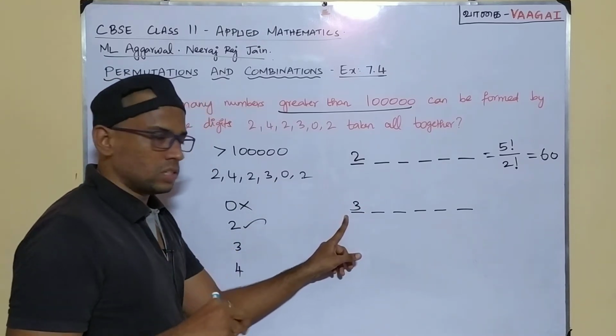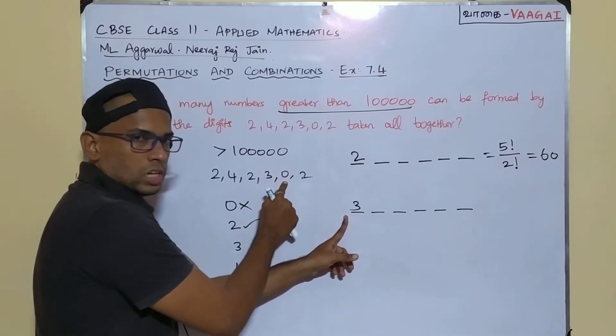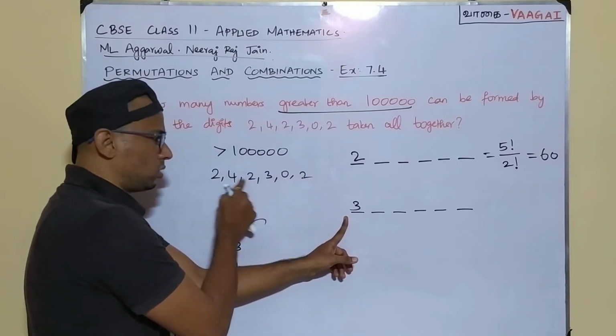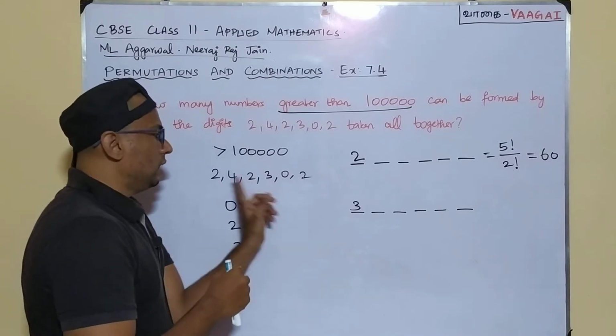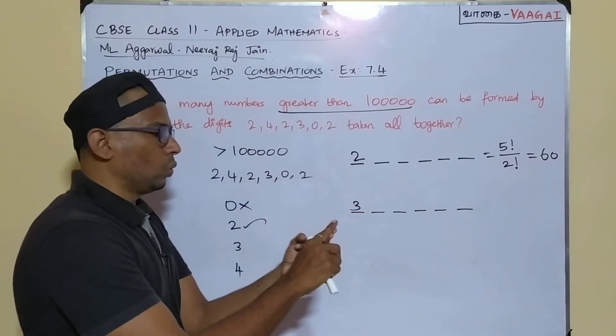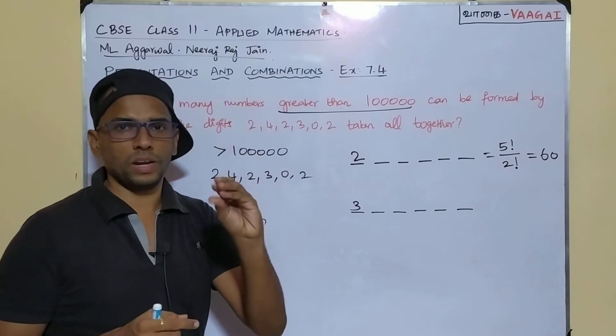Now what about the other digits? There is 1 0 and there are 3 2's. Remember, now there are 3 2's there, 2 2 2, and there is 1 4. So that means 0 2 2 2 4. These are the 5 remaining digits available.